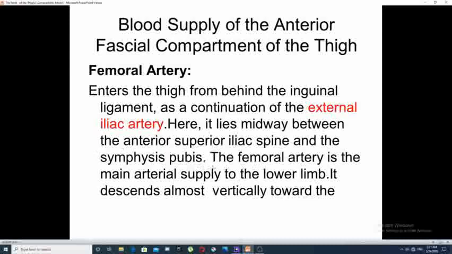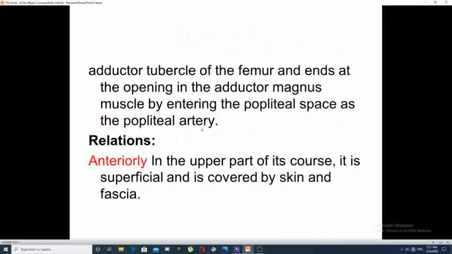The femoral artery is the main arterial supply to the lower limb, and it descends almost vertically towards the adductor tubercle of the femur and ends at the opening in the adductor magnus called the adductor hiatus, where it enters the popliteal space as the popliteal artery.